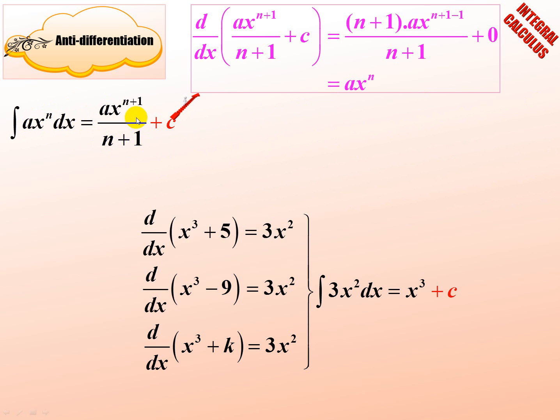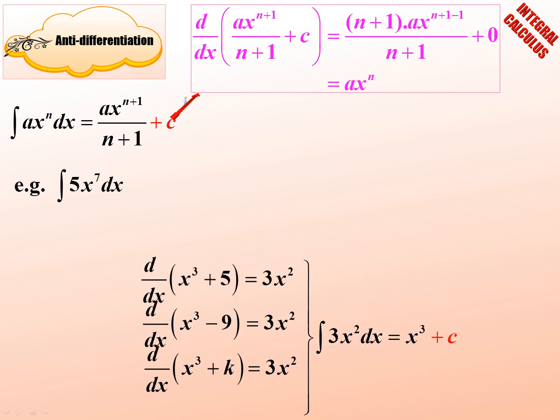So let's test it. I've taken that, there it is there, and I've differentiated it. So n plus 1 multiplies down, it cancels with n plus 1 below. We subtract 1 off n plus 1, and we get n. And of course c, when we differentiate c, we get 0. So there we are. The derivative of this gives you ax to the n. So the integral of this gives you that, going the other way.